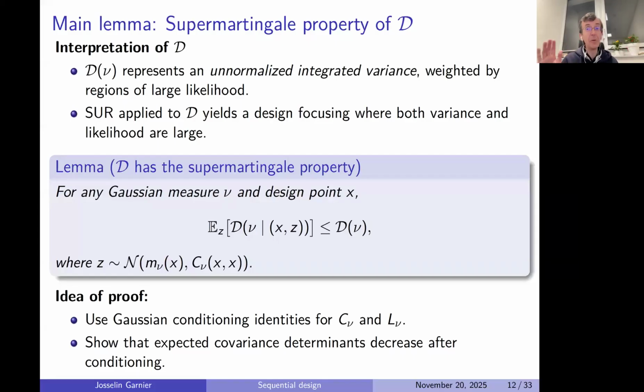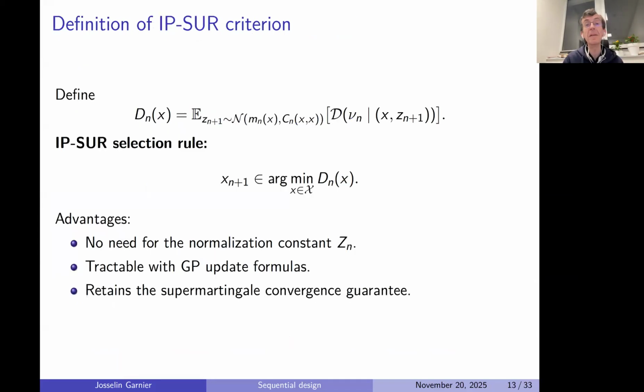It is still good because it still focuses on points where the variance and the likelihood are large, which are really the points that we are targeting. And it has the supermartingale property. This one has the supermartingale property. So now we are happy. We have a supermartingale property for one design. So now we will be able to introduce the SUR strategy.